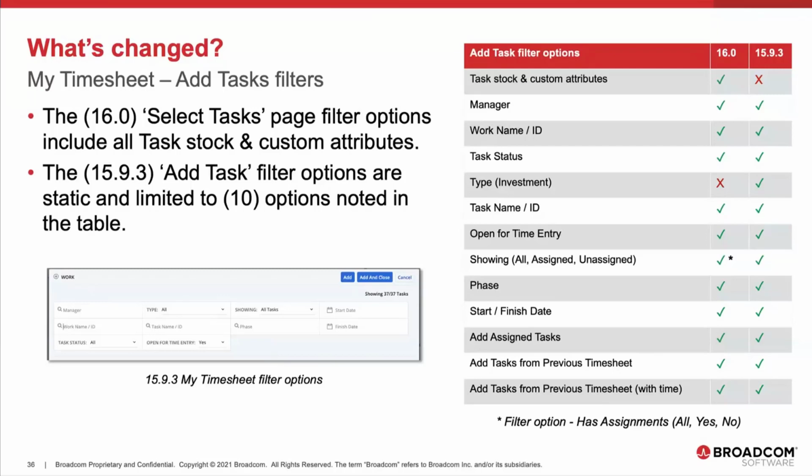The key point here is on the left: the filter options that were available for the user to choose and find additional tasks to bring into their timesheet were limited to these 9 filters. So we certainly exposed it or advanced it from the 16.0 perspective. So be aware of that.